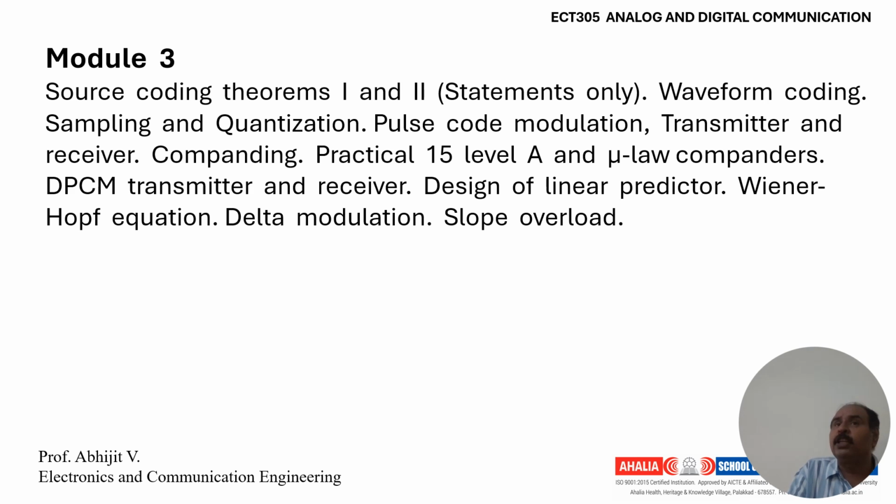The first method of digital communication, what we are going to study will be pulse code modulation, transmitters and receivers for PCM, what is meant by companding, what is A level and mu level, A and mu law companders. We'll be seeing DPCM, differential pulse code modulation, transmitter and receiver. We'll be studying how to design a linear predictor, Wiener-Hopf equation, what is delta modulation and what is its process, and then the slope overload.